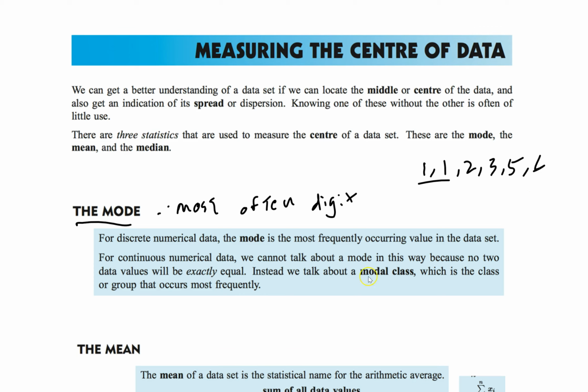If it's in a set, like from 0 to 1, 2 to 3, 4 to 5, and then you have 4, this happens 5 times. This happens 2 times. We'll call this the modal class. We talked about that last time.